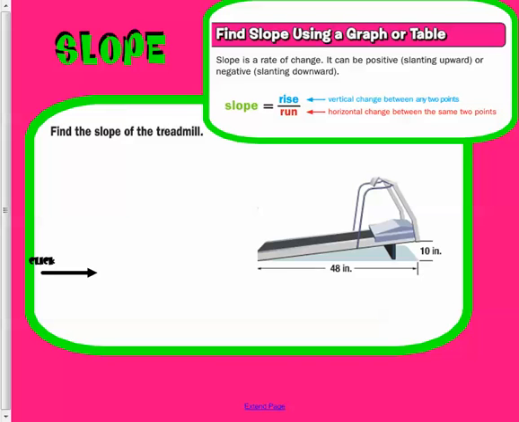Today we're talking about slope. You can find slope using a graph or a table because slope is the rate of change. It can be positive, slanting upward, or negative, slanting downward. But the main thing that we always write is slope equals rise over run. Your rise is the change in the vertical points, while your run is the change in the horizontal points.